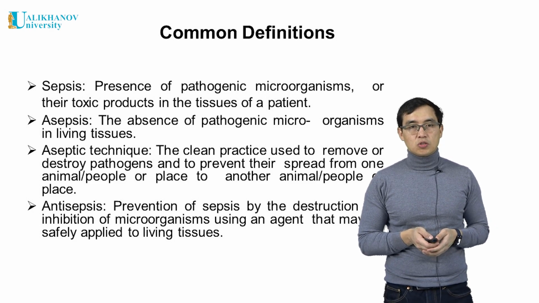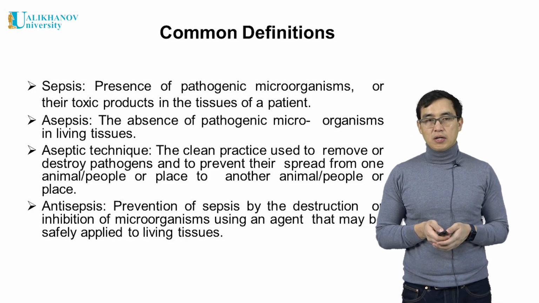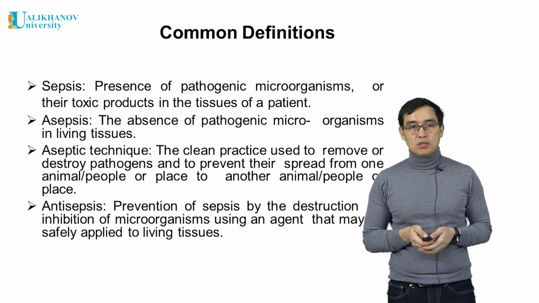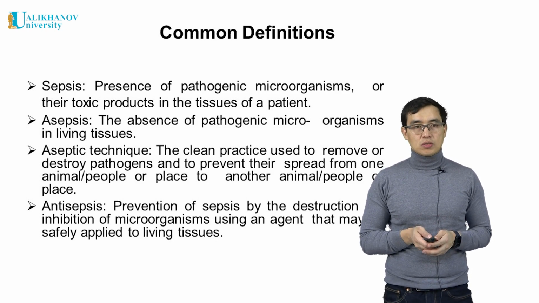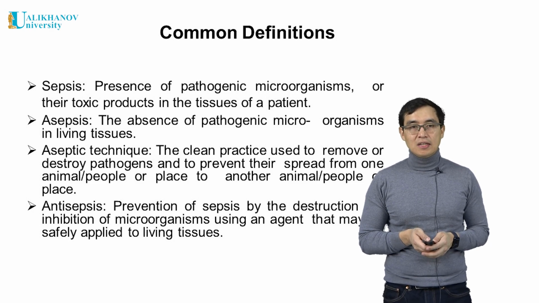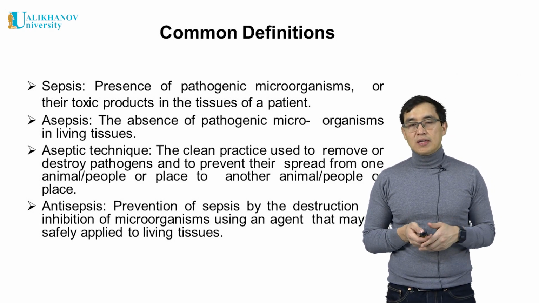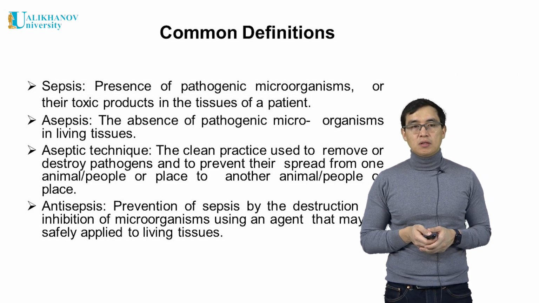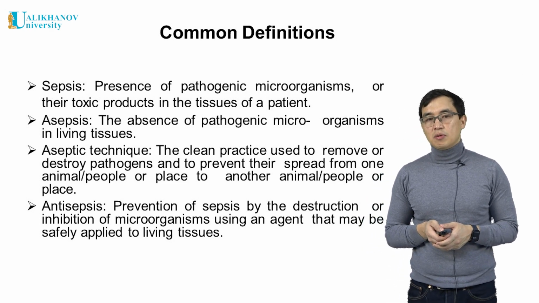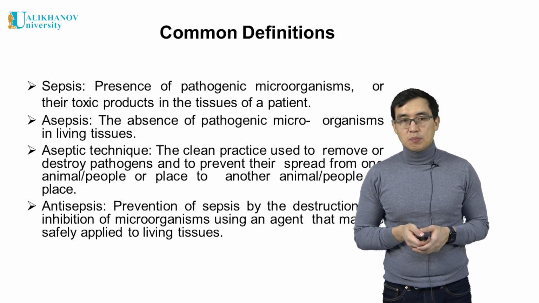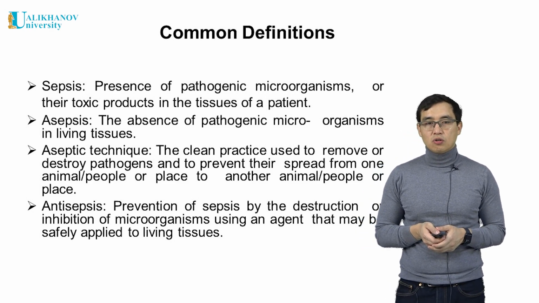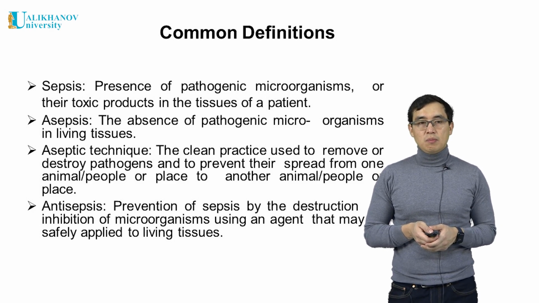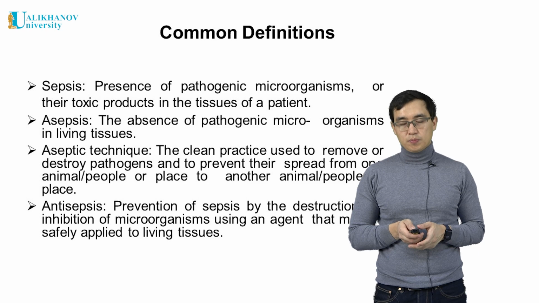Sepsis: the presence of pathogenic microorganisms or their toxic products in the tissues of a patient. Asepsis: the absence of pathogenic microorganisms in living tissues. Aseptic technique: the clean practice used to remove or destroy pathogens and to prevent their spread from one animal, person or place to another. Antisepsis: the prevention of sepsis by the destruction or inhibition of microorganisms using an agent that may be safely applied to living tissue.